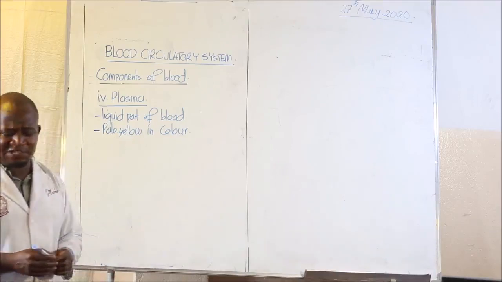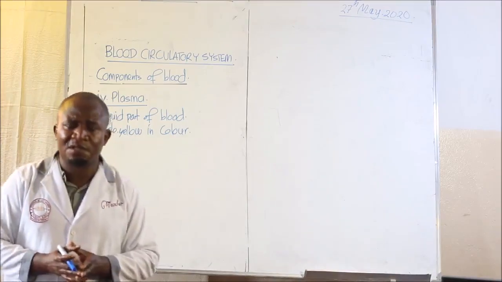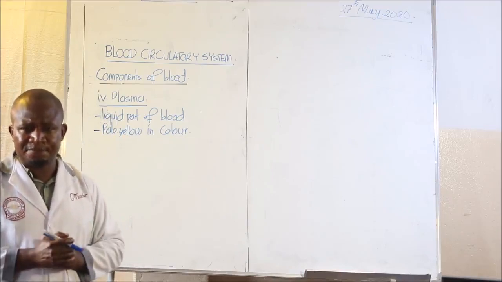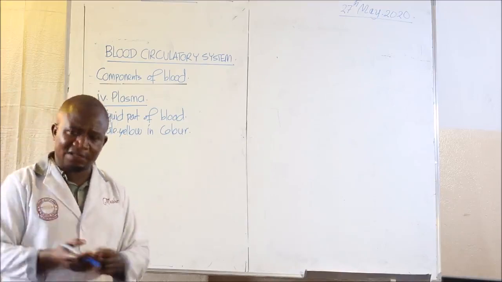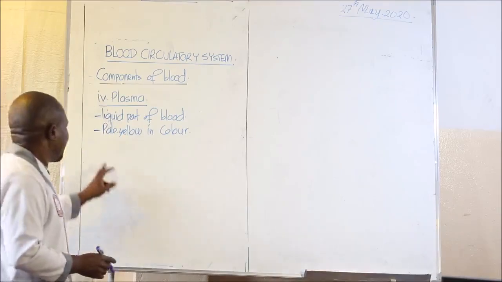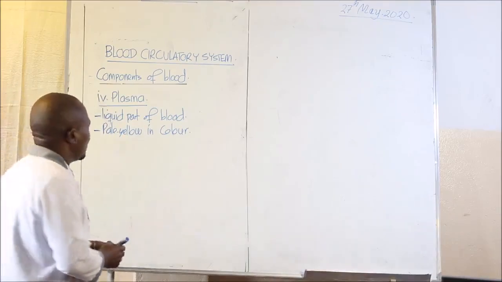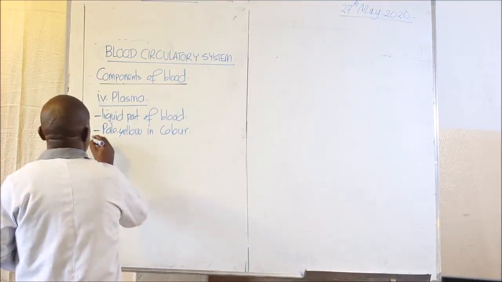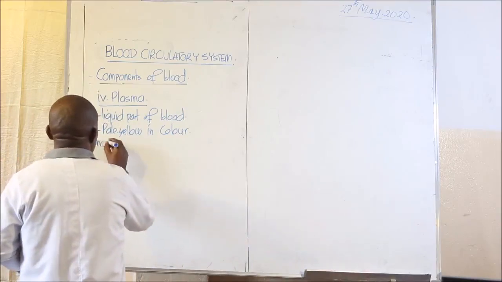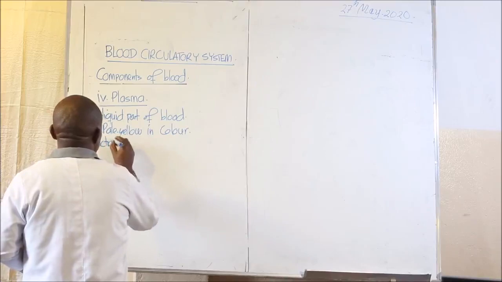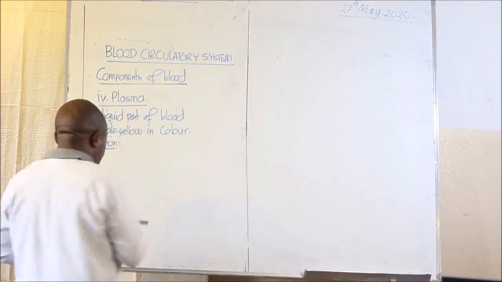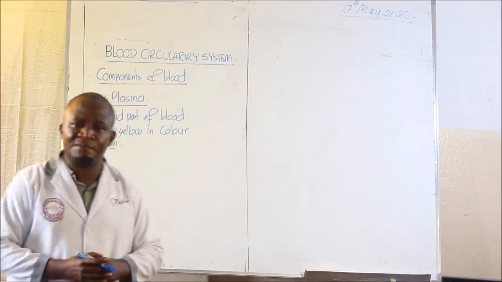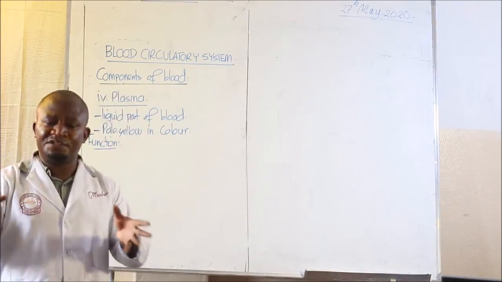Now, the function of plasma. Plasma is said to be made up of various food nutrients such as protein, iron, and other things. But basically, what is the function of plasma? The main function of blood plasma is that plasma deals with carrying carbon dioxide gas from different tissues.